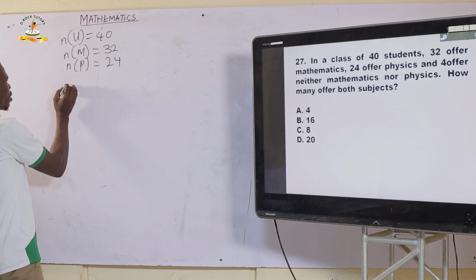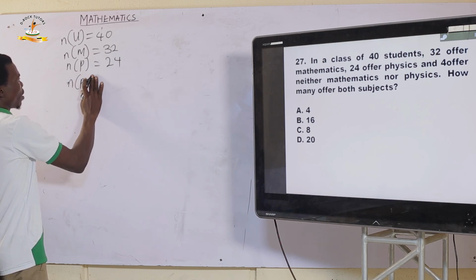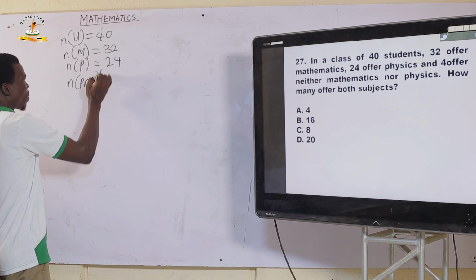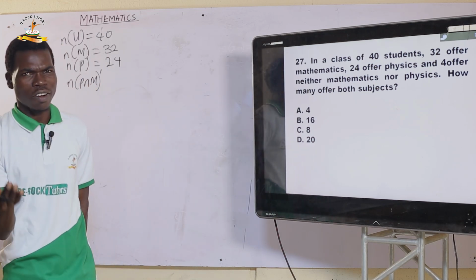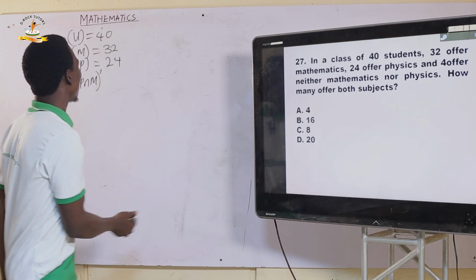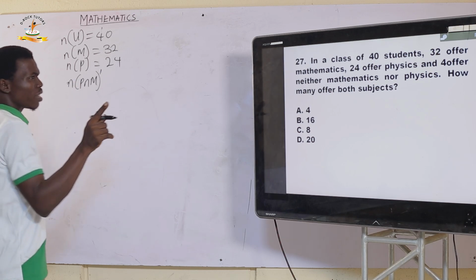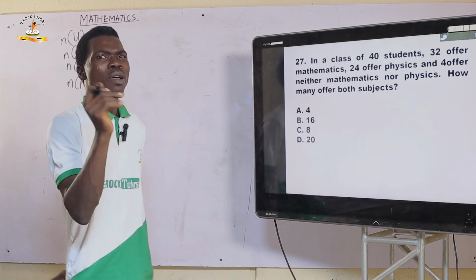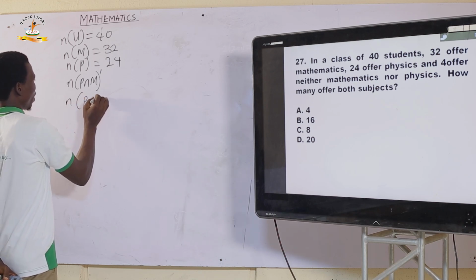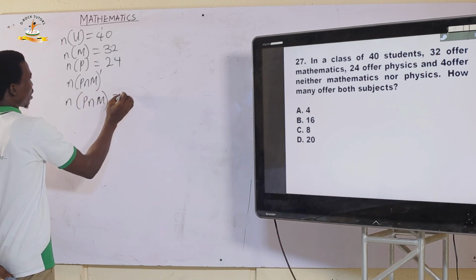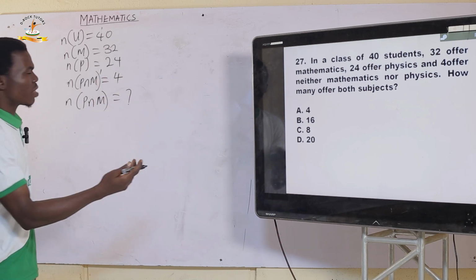What you simply do, you write it this way: n of (P union M) prime, or you put complement. Those are the students who do not offer either mathematics or physics. And don't forget the formula. There is somebody that must offer both physics and maths. So we call them number of P intersection M, and these are the unknown. However, this is what B is for according to the question. So let's see how it works.